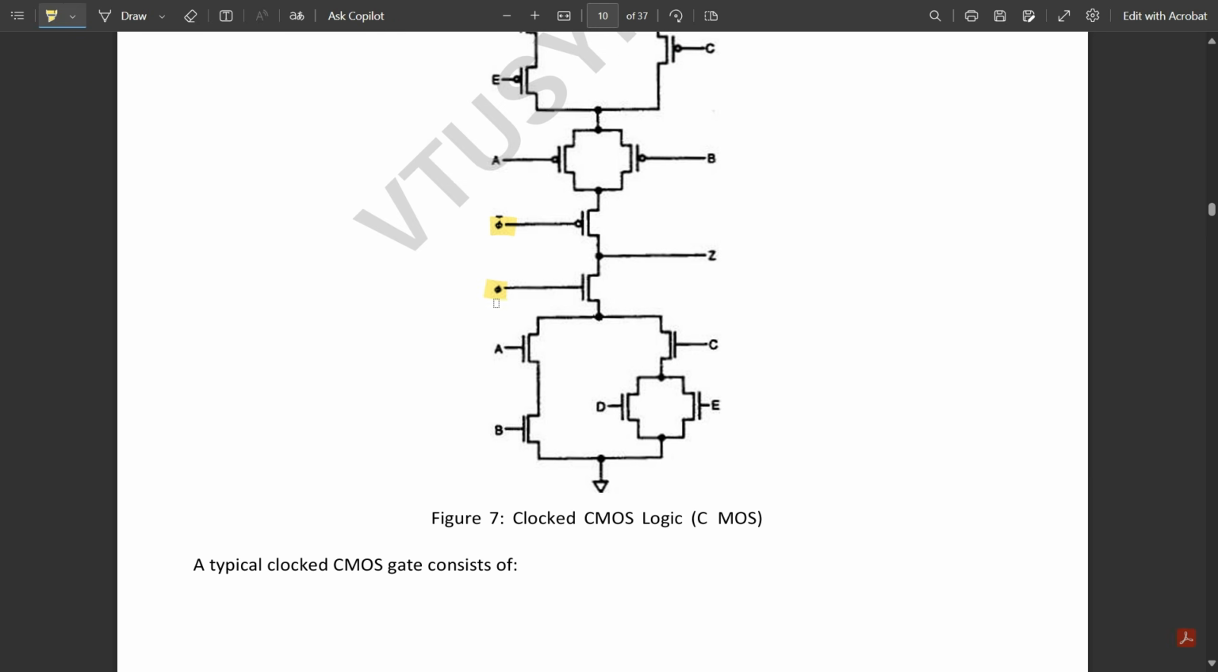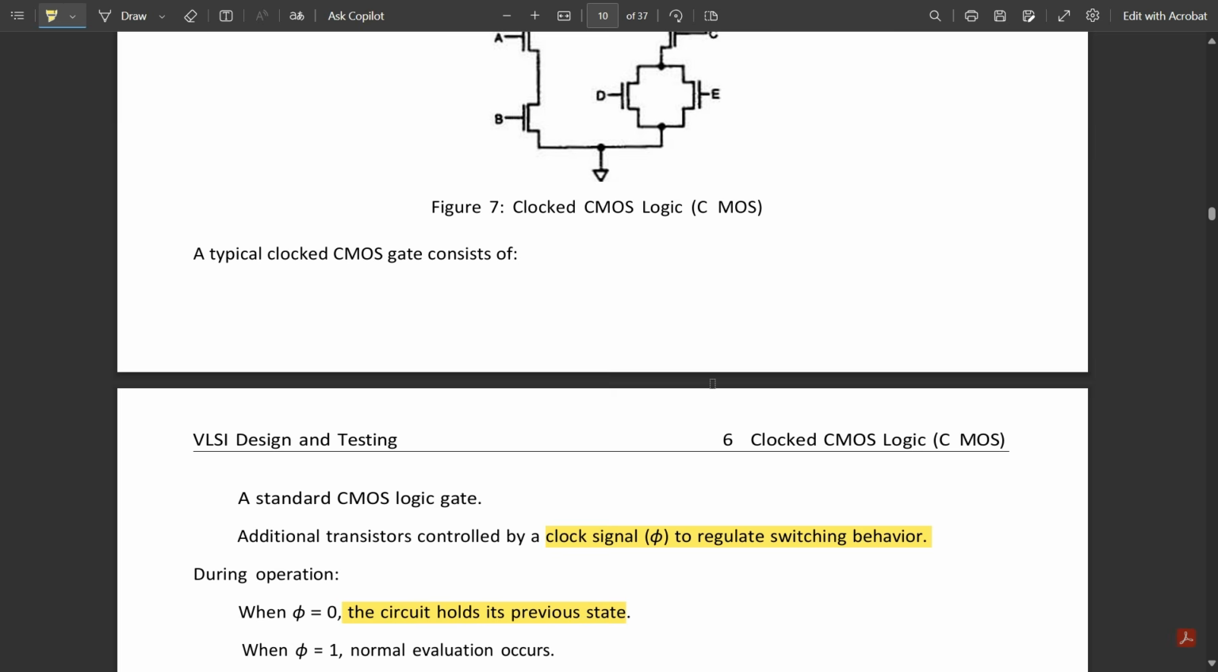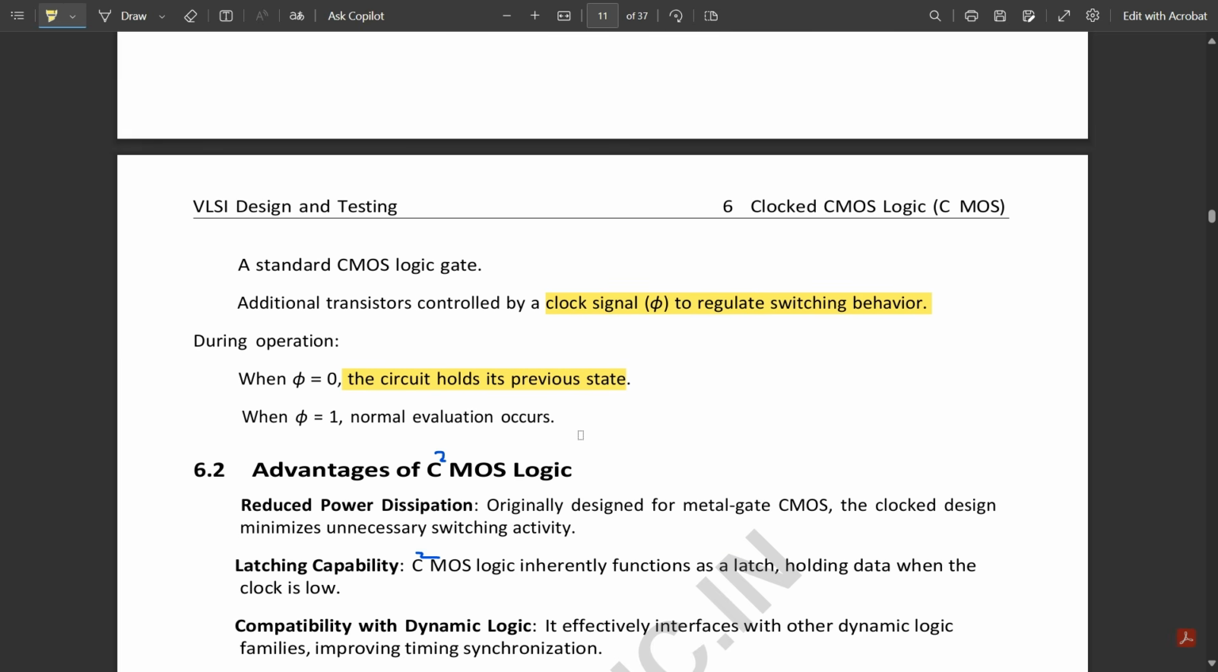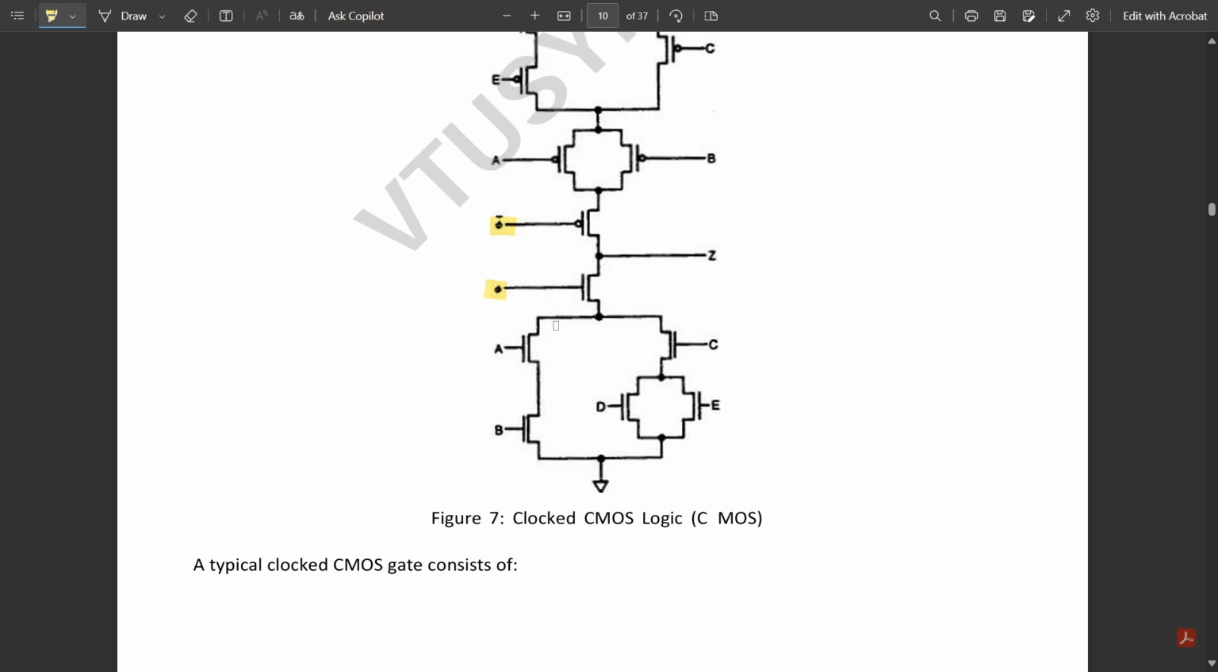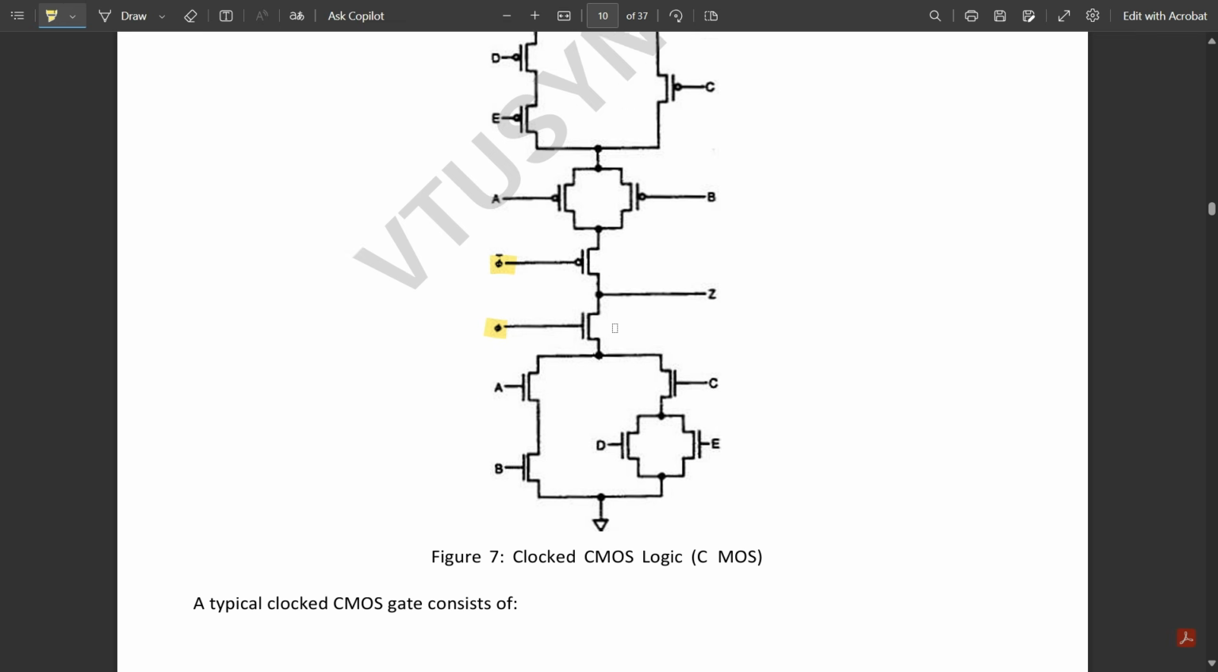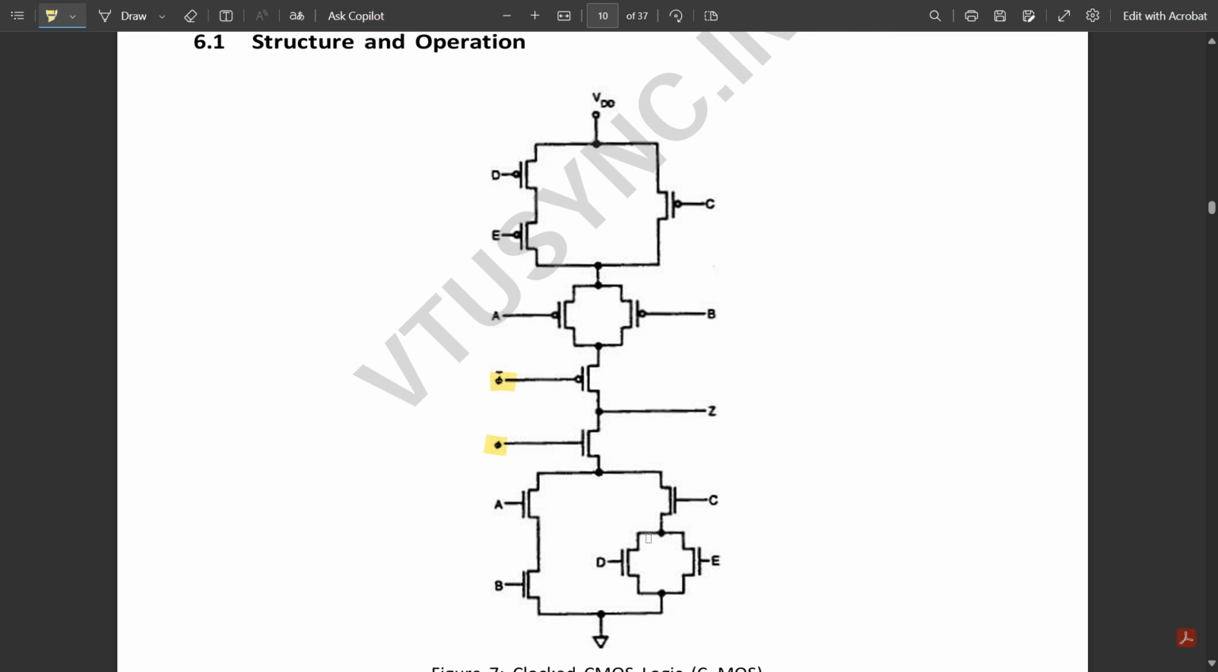When phi is equal to 0, the NMOS transistor gets activated and this PMOS is turned off, so the previous state is retained, and it behaves as a pseudo NMOS logic. Whereas when phi is equal to 1, the normal evaluation occurs: this transistor is on, the NMOS is off, and it works normally as the complementary CMOS circuit.